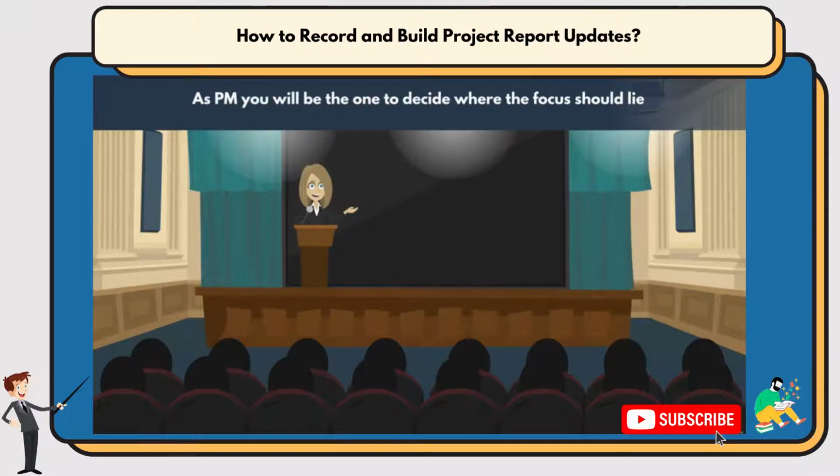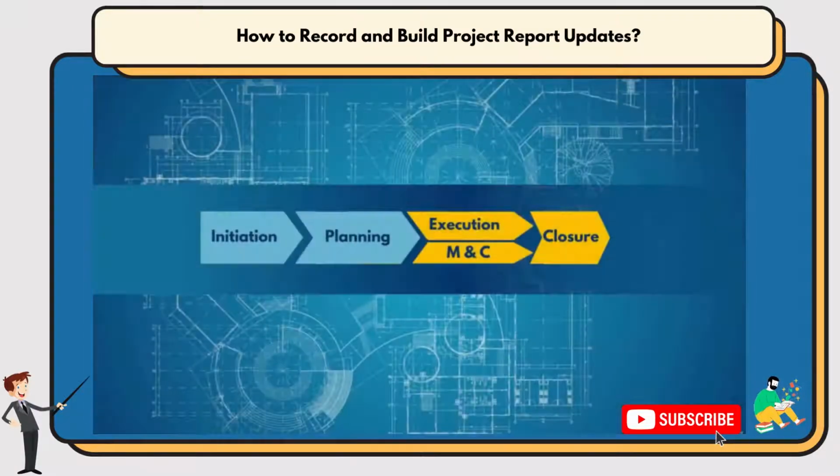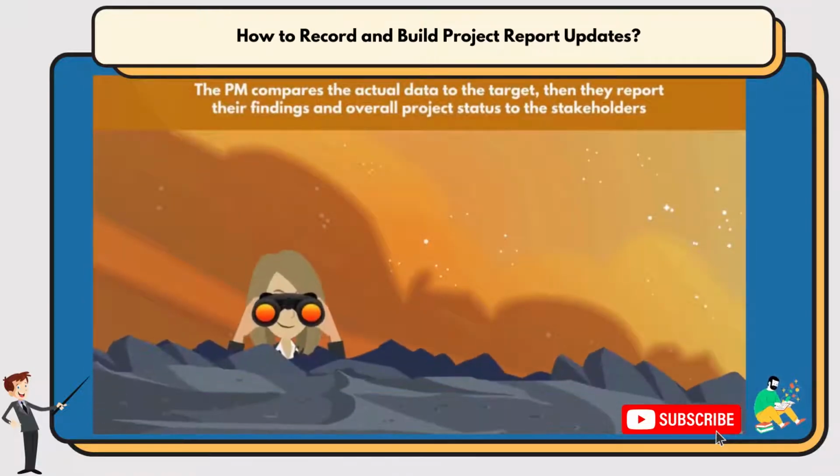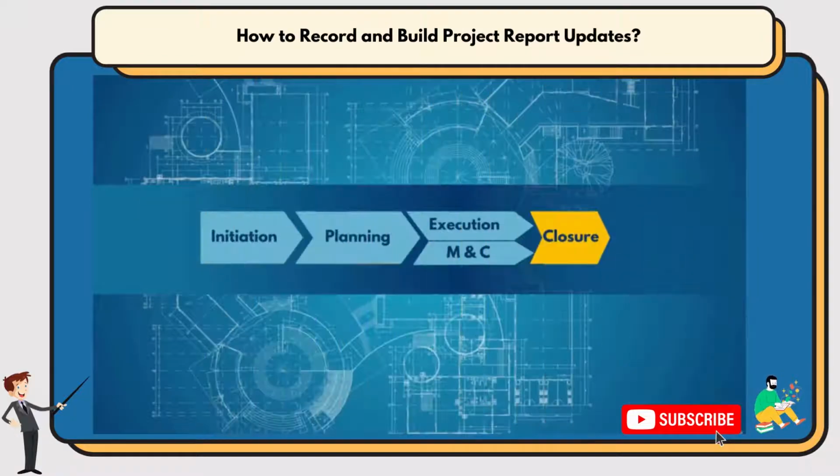Excellent. So this brings us to the end of the execution phase. In terms of the course, I mean. Because in project management, the execution phase is like a turning circle. The project manager oversees the execution, monitoring and controlling it by comparing the actual data to the target. Then they report their findings and the overall project status to the stakeholders. Execution, monitoring and control, then reporting.